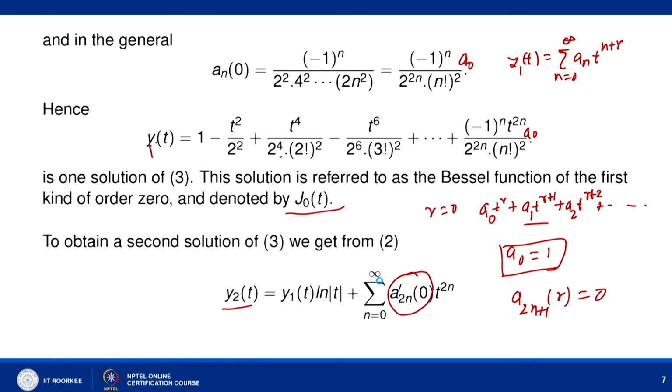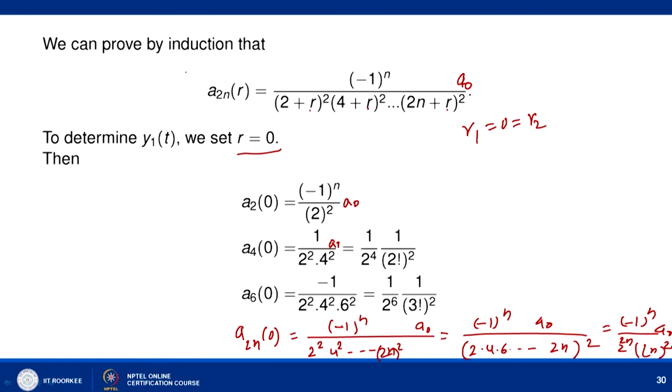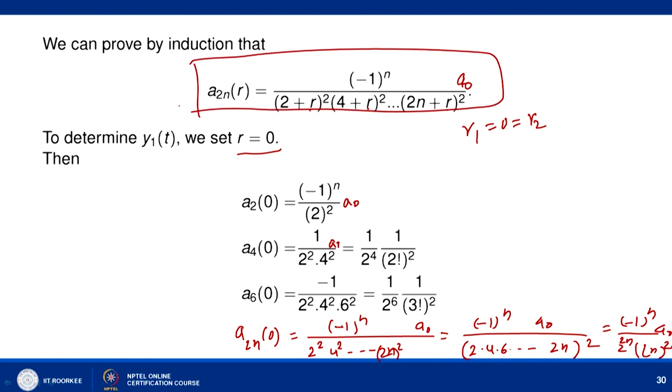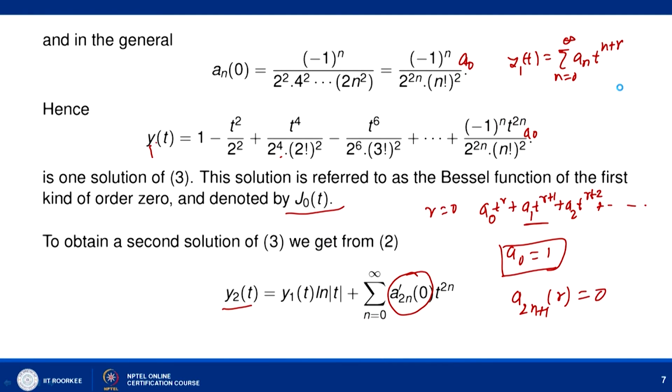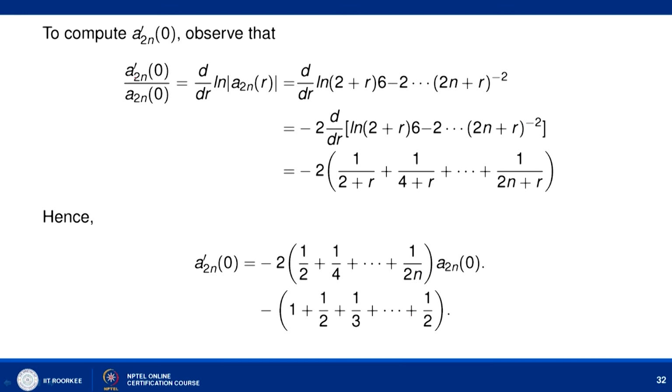We already calculated a_2n(r) like this. So here let us assume without loss of generality that a_0 is equal to 1, right. Then a_2n(r) is given by this, and if you want to calculate a'_2n at 0, for that we simply look at a'_2n(0) divided by a_2n(0), that can be written as d by dr of ln of the modulus of a_2n(r), and that you calculate at r equal to 0.